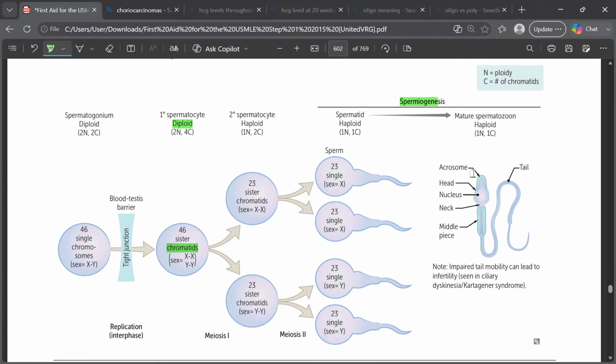But it has an acrosome, which is this part, a head below the acrosome, a nucleus in there, a neck below the head and acrosome, a middle piece, and a tail. So impaired tail motility can lead to infertility seen in ciliary dyskinesia and Kartagener syndrome.